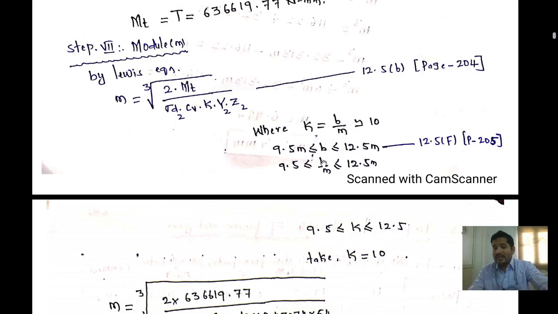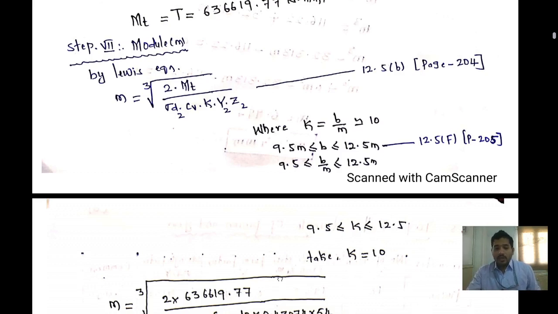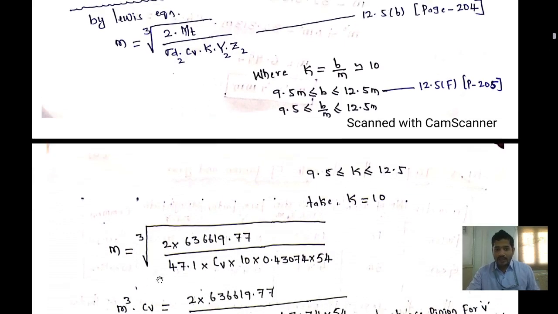9.5 module is lesser than this width, lesser than 12.5 module. So you have to refer to this equation from page number 205, and the equation is 12.5 F. So we need to take the number in such a way that it lies in between 9.5 to 12.5 mm. For that reason we took the value of load factor, we considered here 10. Okay.